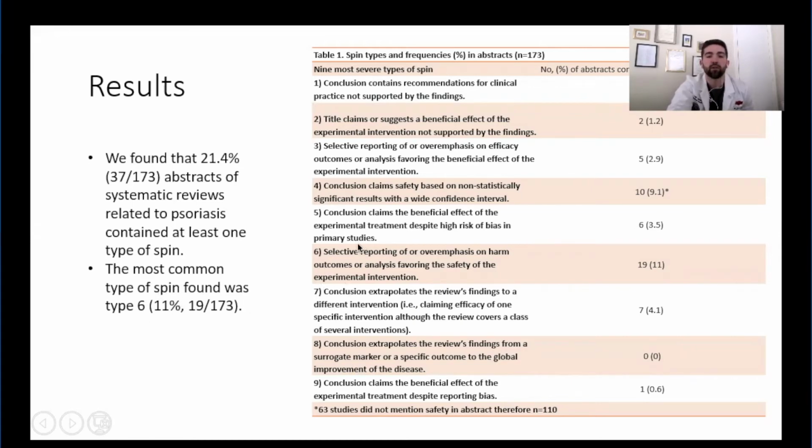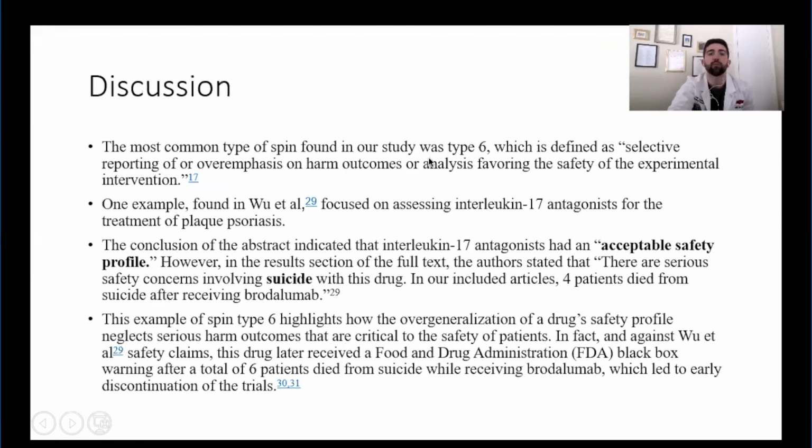If you look over here to the right again, type 6 is selective reporting of or overemphasis on harm outcomes, or analysis favoring the safety of the experimental intervention. So basically, misrepresenting the safety profile of a drug or treatment for psoriasis. Again, the most common type was type 6 that we found.